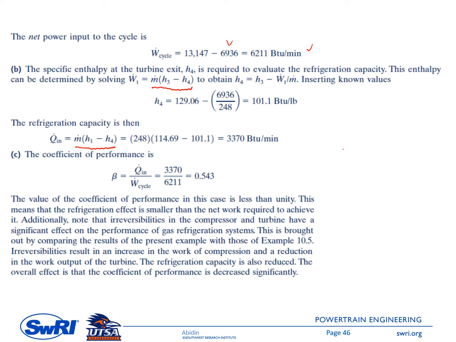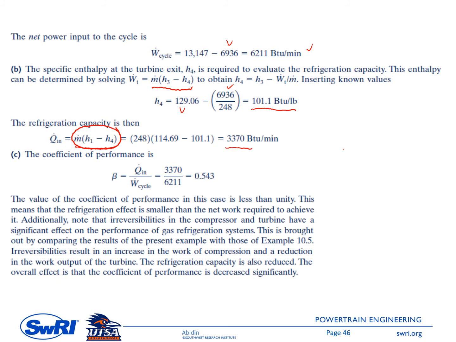So in this case, we can calculate the enthalpy at point 4. The turbine power, we got it from the answer of A, it is 6936. And then H3, we got it from the previous example because the temperature is given. Then you will get H4 of 101.1 BTU per pound. So once we get H4, we can plug H4 into this formula to get Q dot in.